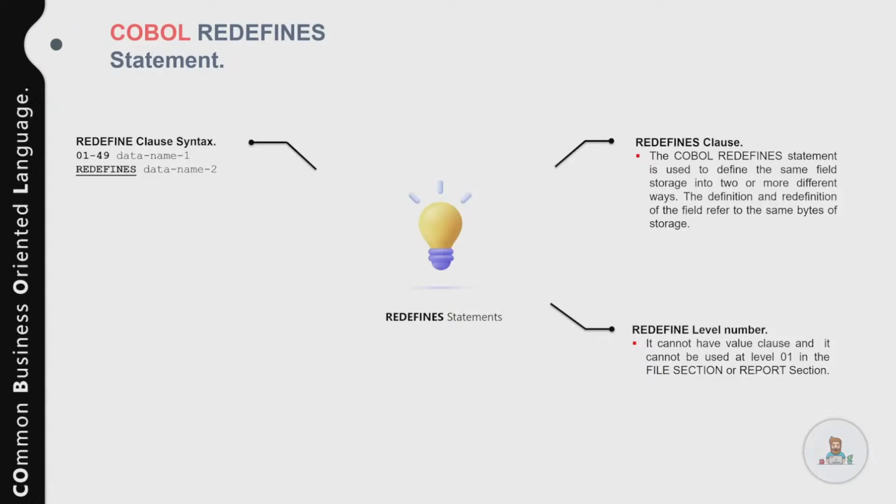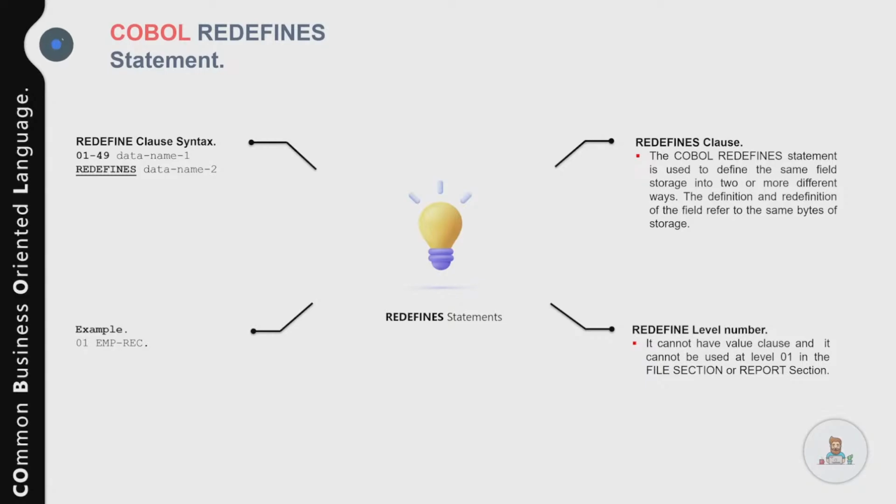When you define a field, you use 01 for the top level group item. Then for the next levels, you can use numbers 02 to 49. In practice, most programmers use 05 for the second level, 10 for the third level, and so on.